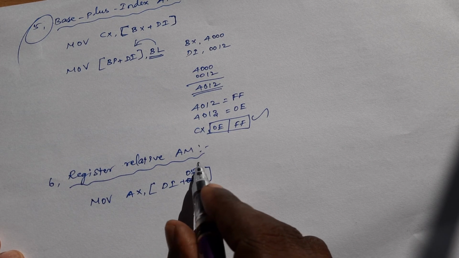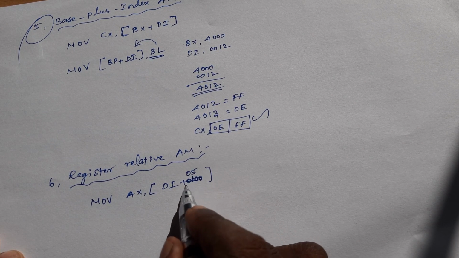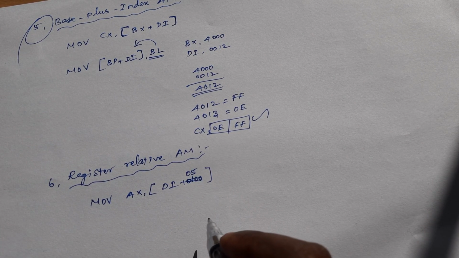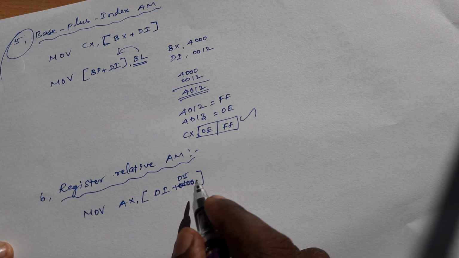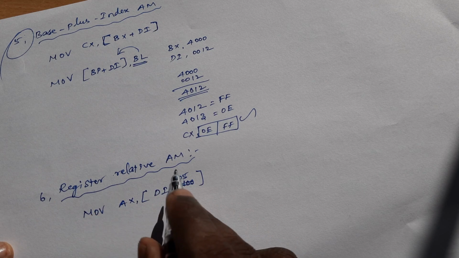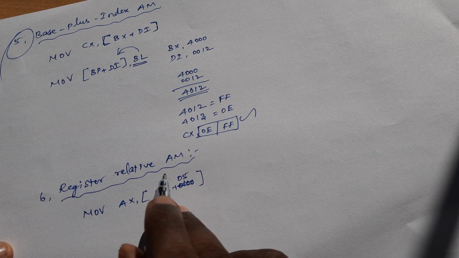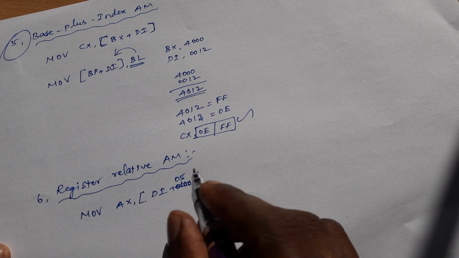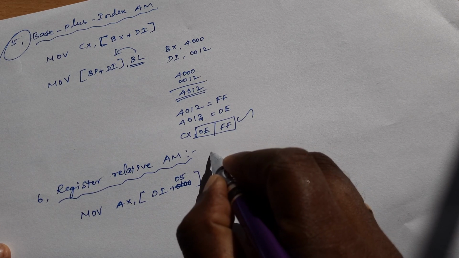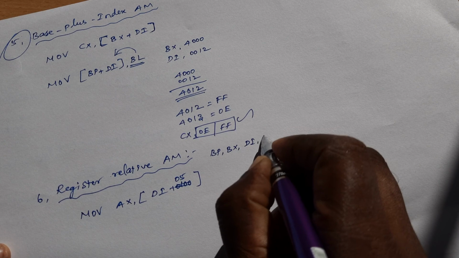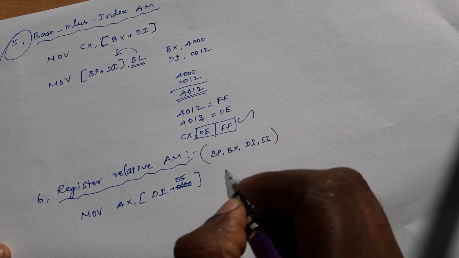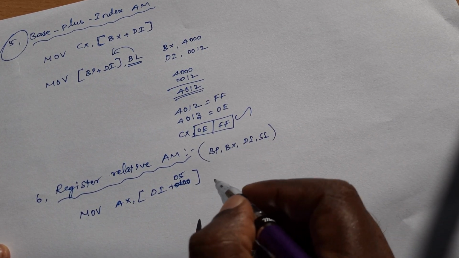So now instead of having a register, we are having the data. So this is the displacement, right? This is called register relative addressing mode. Here also the following registers are used for this addressing mode: base pointer, BX register, destination index, source index.